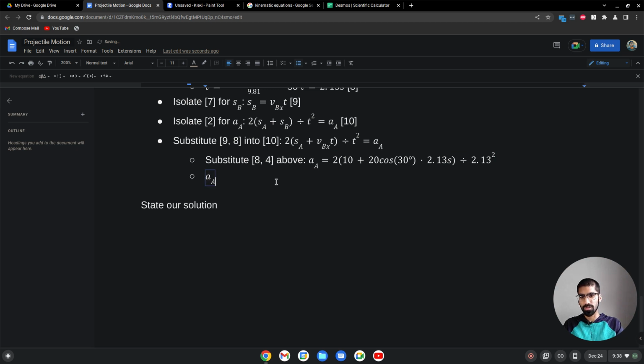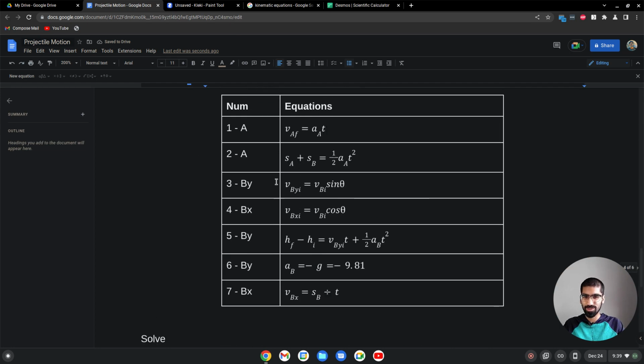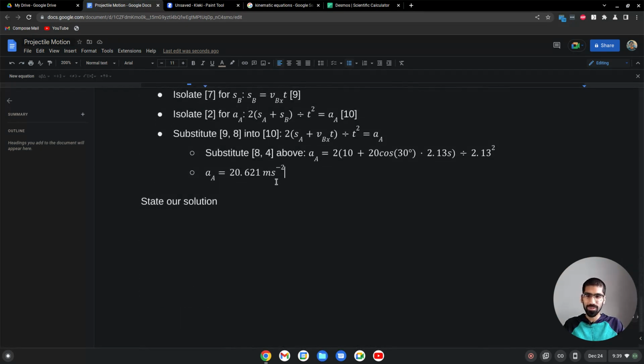Let's write that in. Equals 20.621 meters per second. Yes, I'm aware, second squared, whoops. Yes, I'm aware that this is not scientific. I did not follow sig fig best practices, but whatever. Okay, let's state our solution. The player A must accelerate at this acceleration to catch the ball.